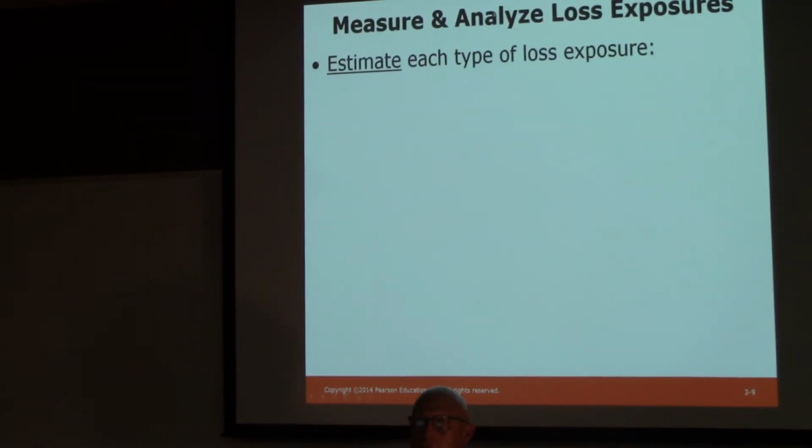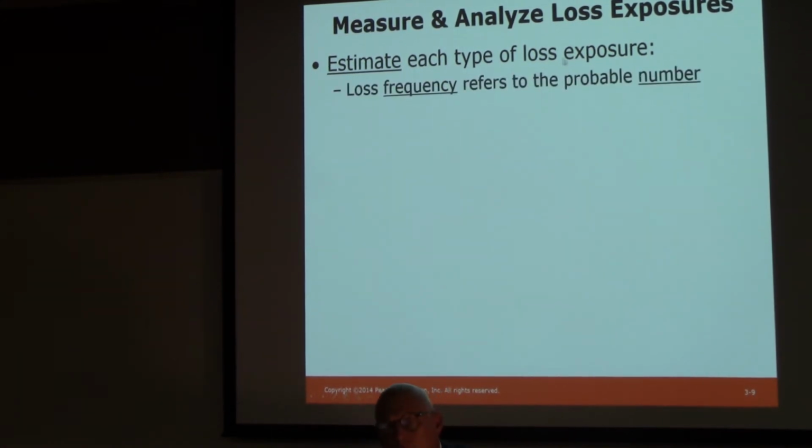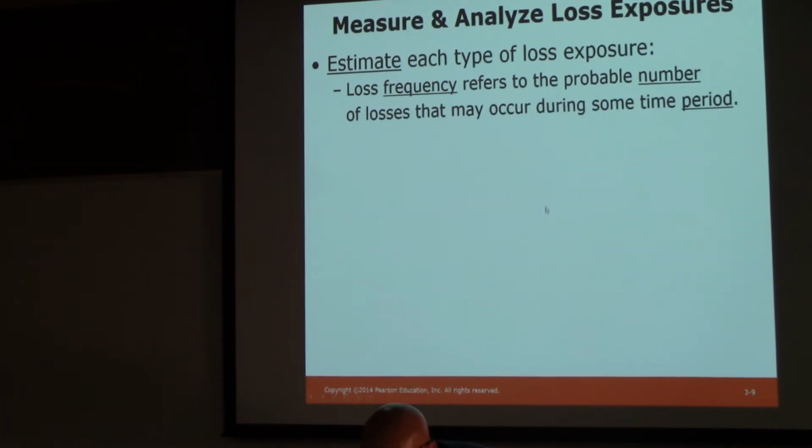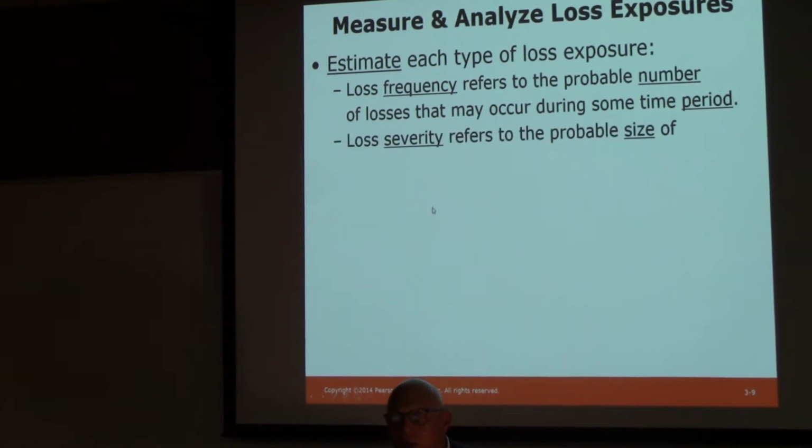All right, so you have to look at each loss exposure and estimate each loss exposure. There are two dimensions to estimating loss exposure. One is frequency, which refers to the probable number of losses that may occur over a certain time period, usually a year. How many losses, how many incidents do we expect to have? And then severity refers to the probable size of each loss that happens.